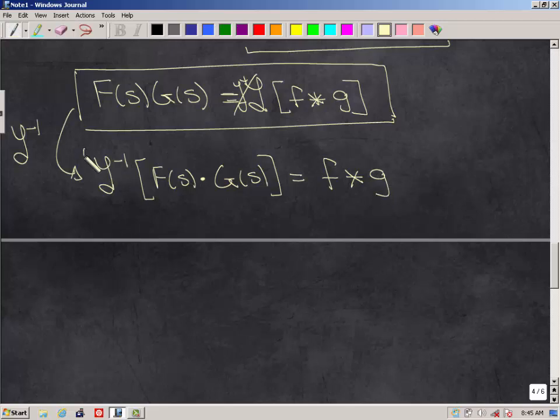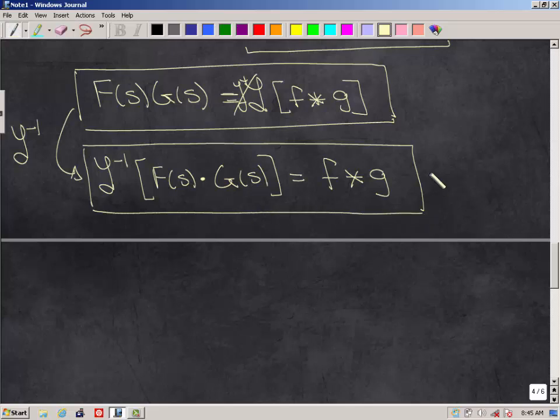So this is extremely important. This is the formula we're going to use most of the time when we do inverses using convolution. So this is the one you need to remember. It's equal to just the convolution integral. Remember, this is the convolution integral.